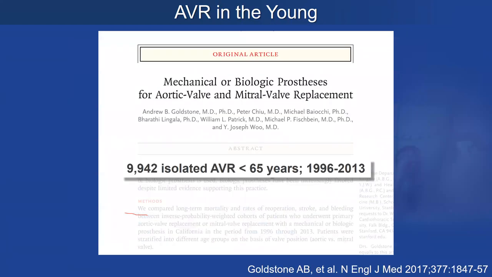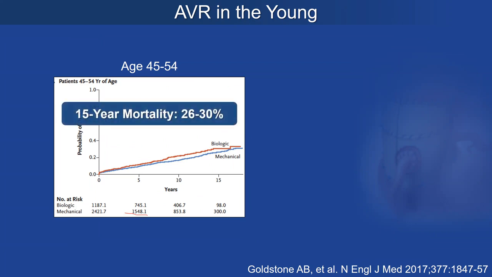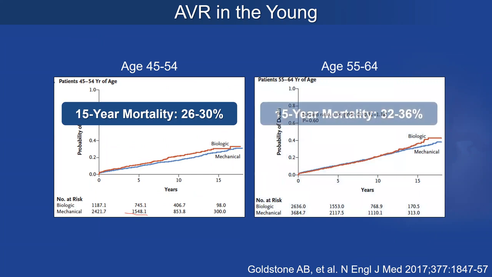And the last study I'll show you is this one in the New England Journal of Medicine, published by Andrew Goldstone, who's now a fellow at CHOP, of almost 10,000 isolated AVRs under the age of 65. And again, when they stratified the patients between the age of 45 to 54, 15-year mortality was 26 to 30%. And patients 55 to 64, it was 32 to 36%.